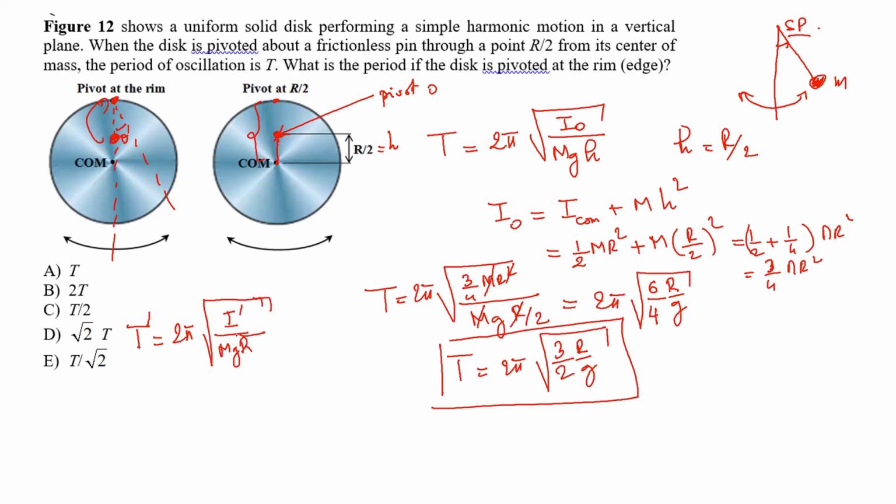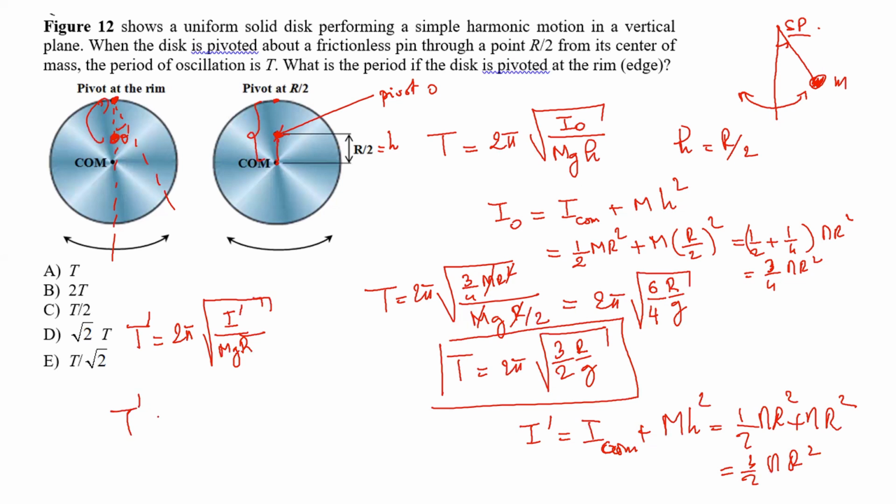Okay. So, of course, for I prime, I can use the parallel axis theorem. I center of mass plus mh square. So it will be half mr square plus mr square, which is 3/2 of mr square. Okay. So T prime will be 2 pi square root of 3/2 mr square divided by mgh. H is equal to r. The m, of course, simplifies.